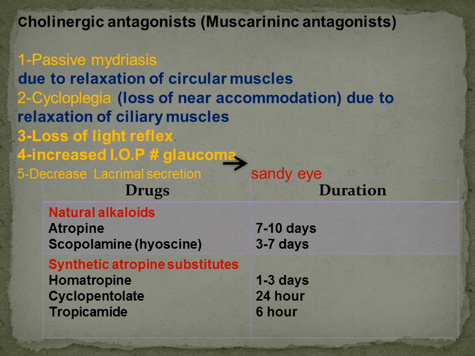Group 2, synthetic atropine substitutes, which are homatropine, cyclopentolate, tropicamide. Homatropine, duration of action 1 to 3 days. Cyclopentolate 24 hours. Tropicamide 6 hours.